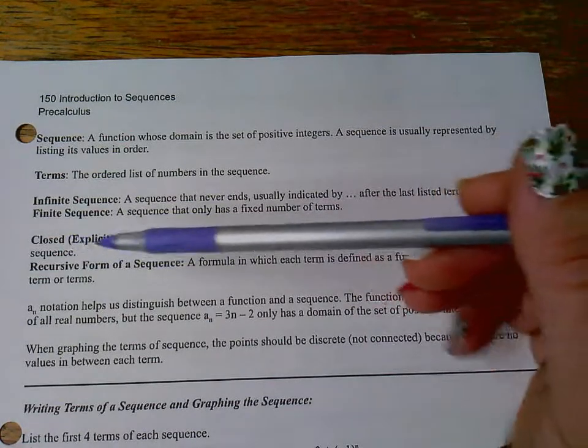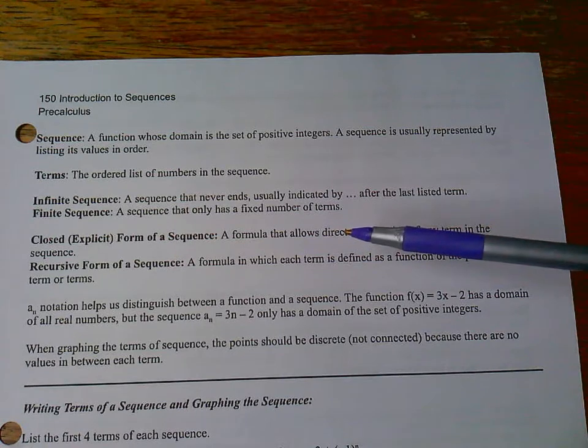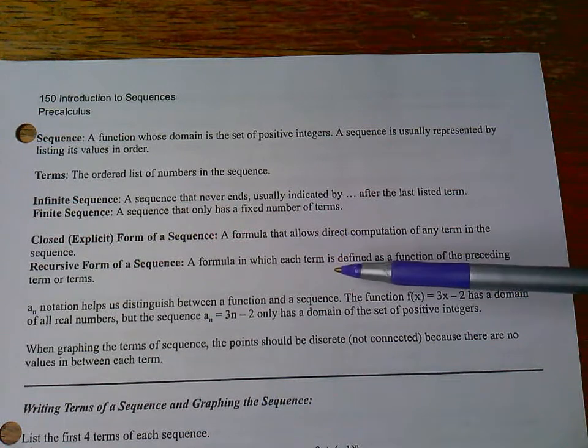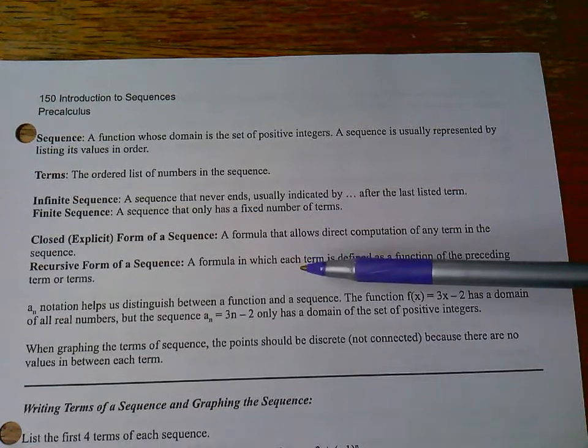Closed is also called explicit form, but it's a formula that allows direct computation of any term in the sequence. So if I want to know the 10th term, bam, I plug in 10 and get an answer, just like a function. Recursive form, however, is a formula in which each term is defined as a function of the preceding term or terms. So if I want the 10th term, I also have to know the 9th term, the 8th term, the 7th term, and so on, all the way back to the beginning. Recursive is not quite as useful, but there are some functions that can only be defined recursively, and one of those is the Fibonacci sequence that you might have heard of.